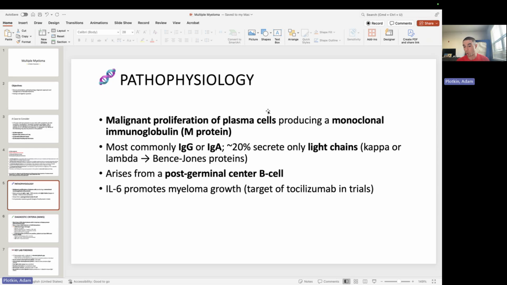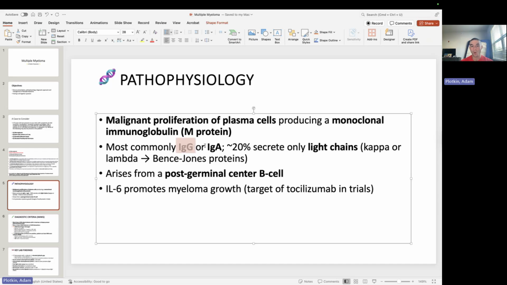So that's called a monoclonal immunoglobulin. We also call it an M protein, right? So that's like the shortened version of it. And instead of calling it a monoclonal immunoglobulin, we call it an M protein or an M spike. All right. So most commonly, this M protein is IgG or sometimes IgA, right?